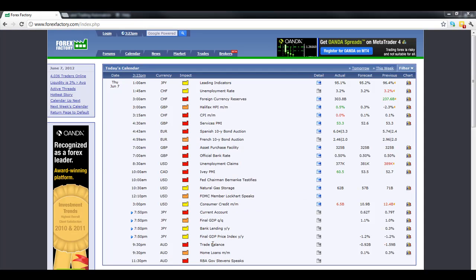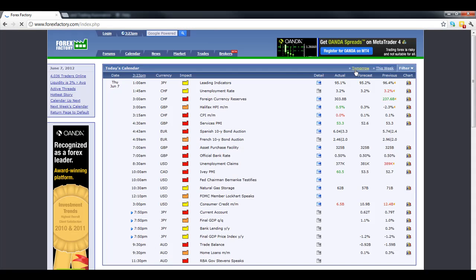The first news to note is the 9:30 p.m. Australian news, which is trade balance, and as you've noticed, we've got a lot of Australian news lately. And then we also have 11:30 AUD news, so that will affect how the Australian dollar moves, obviously. Today we had a lot of AUD weakness, so we will see if that turns around or continues with tonight's news.